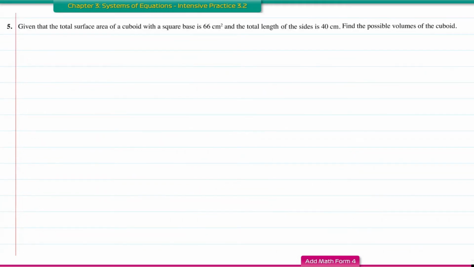Question number 5. Given that the total surface area of a cuboid with a square base is 66 centimeter square and the total length of the sides is 40 centimeter. So find the possible volume of the cuboid.